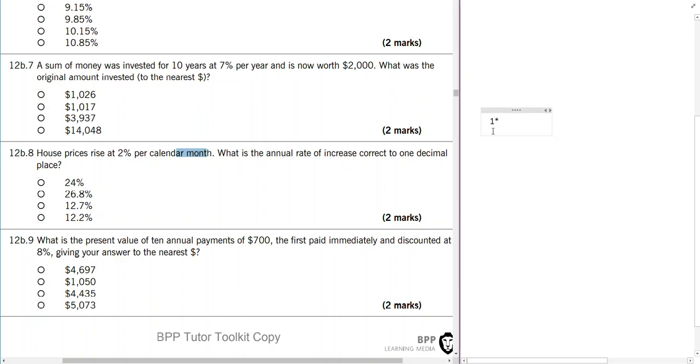So 1 multiplied by, so I'm basically finding what will be the value of 1. And the increase would be the percentage. So 26.8% would be the answer, which is B.